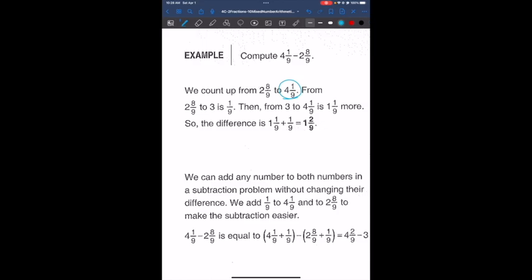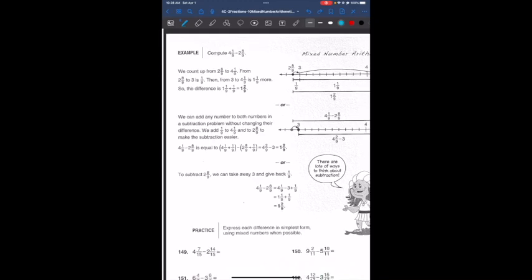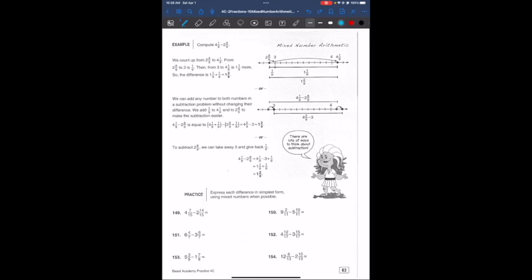And so from 2 and 8 over 9 to 3 is 1 over 9. And then from 3 to 4 and 1 over 9 is going to be 1 and 1 over 9 more. So the difference is going to be 1 and 1/9 plus 1/9, which would be 1 and 2/9. And so we basically split it into 2, where the benchmark was 3.